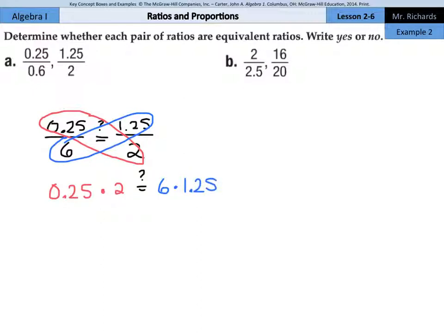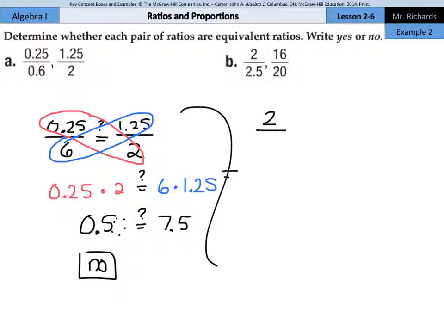25 hundredths multiplied by 2 is 5/10, or 50 hundredths. Is that equal to 6 times 1 and 25 hundredths? Well, that product is 7 and 5/10. And since 5/10 or 50 hundredths is not equal to 7 and 5/10, this is not a proportion, so no. What about B?